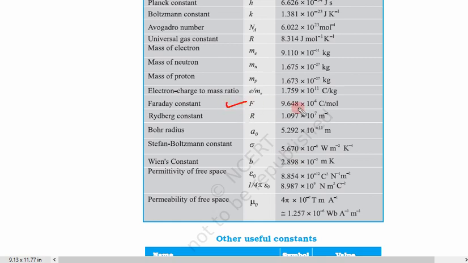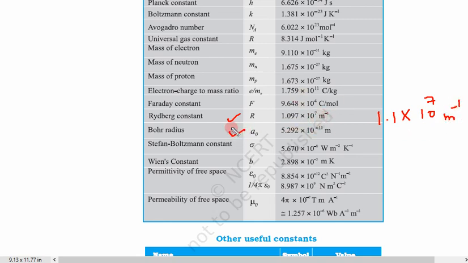Faraday constant: 9.648 into 10 to power 4 coulomb per mole. Let me write it in a different way: 9.6 into 10 to power 4 coulomb per mole. Next is the Rydberg constant. Rydberg constant is, let us write, 1.1 into 10 to power 7 per meter, or meter inverse.